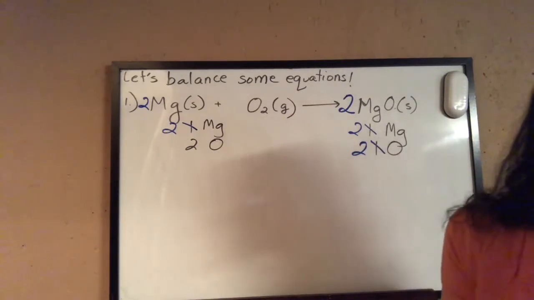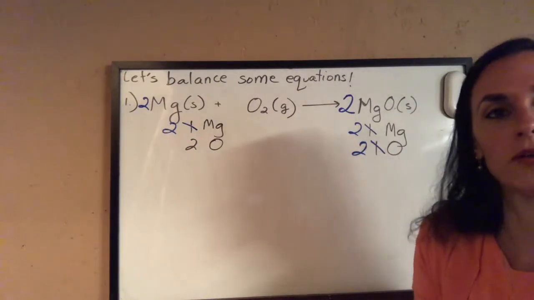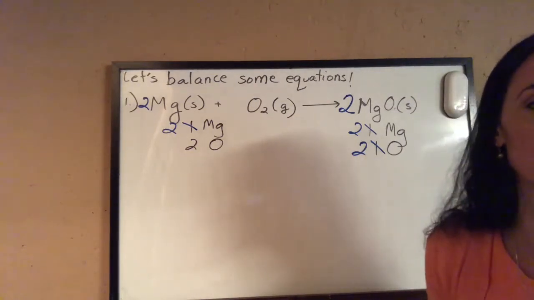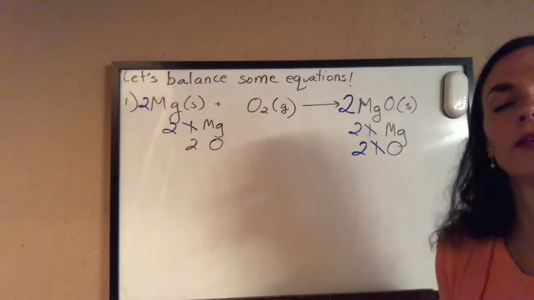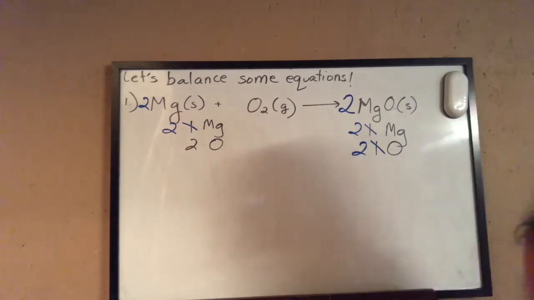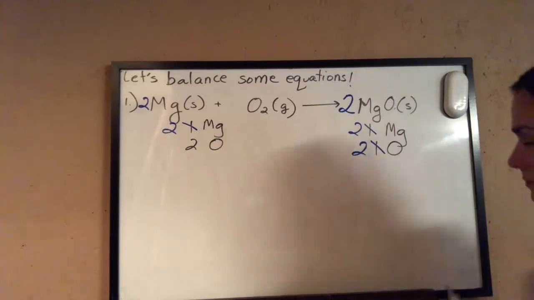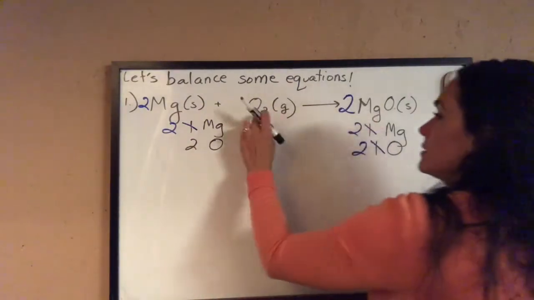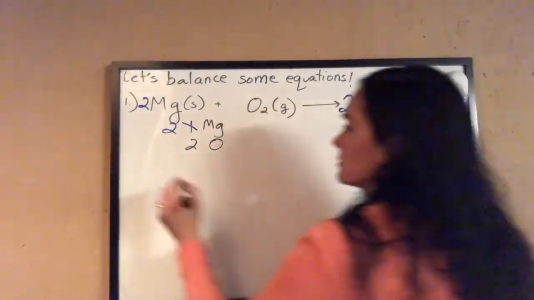It's always good when you're balancing equations and you're first starting off, use a pencil because sometimes one coefficient doesn't work, as you'll see, and you may need to change it. So it's good to use a pencil so that you're not making a big mess and confusing yourself unnecessarily. Okay? So 2 magnesiums, 2 magnesiums, 2 oxygens, 2 oxygens.